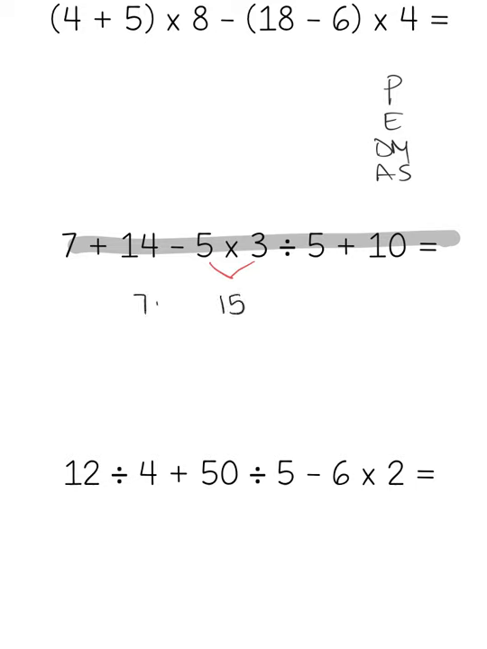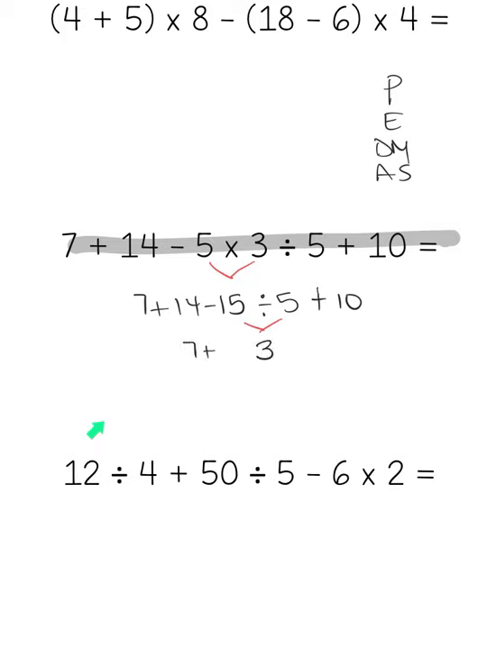And I'm going to rewrite the rest of my question. I should probably write a little bit smaller so that I can fit everything in. Then the next operation is the division, because there's no other multiplication and it comes before all addition and subtraction. So my next order is there. 15 divided by 5 is 3.